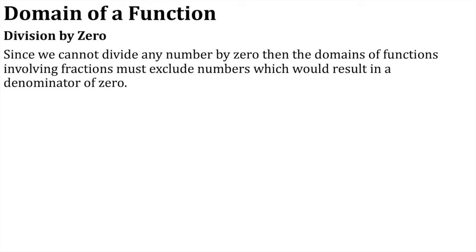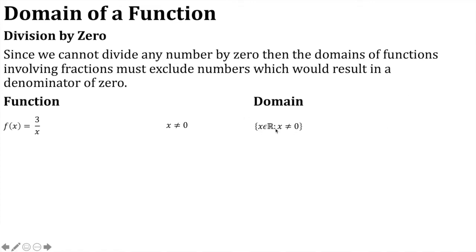So if we look back to the examples we've already looked at, the first one was f of x is equal to 3 over x. So that denominator can't be equal to 0, i.e. x is not equal to 0. Now that is the domain of the function, x is not equal to 0. But to write that formally, we can say x is a real number such that x is not equal to 0.